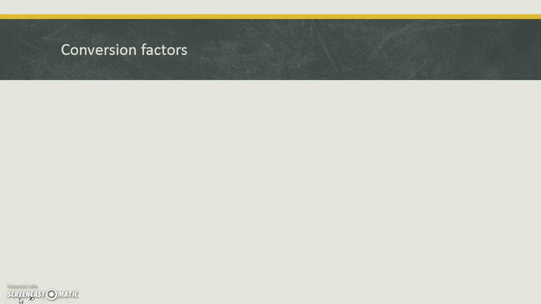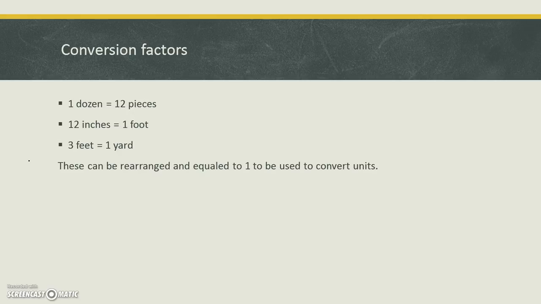All right. Conversion factors. So how do we convert from one unit to the next? Well, we know that 1 dozen of anything is equal to 12. So if you go to the store and get a dozen eggs, you get 12 eggs. If you go to the store and you get a dozen bagels or a dozen donuts, you get 12. We also know that 12 inches is equal to 1 foot. And we know that 3 feet is equal to 1 yard. So these are all conversion factors because you can set them equal to 1 and use them, rearranged to equal 1, to change units from one to the other.